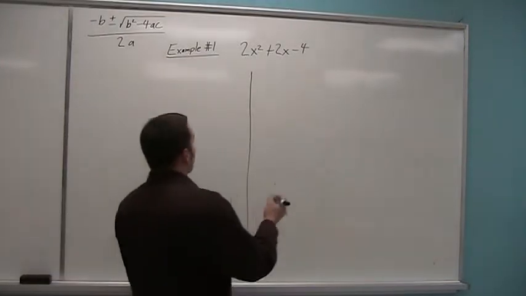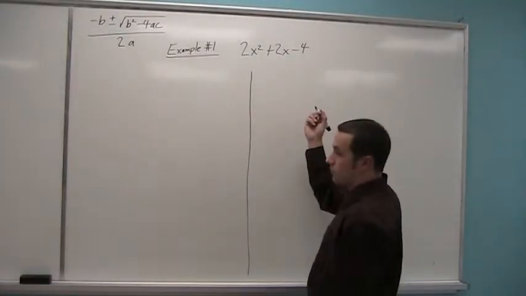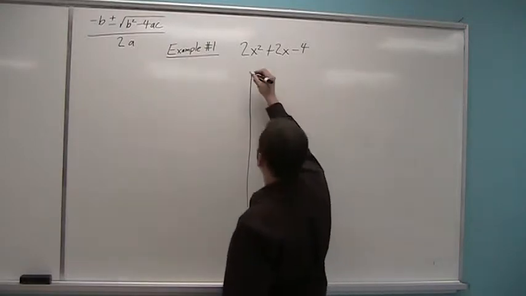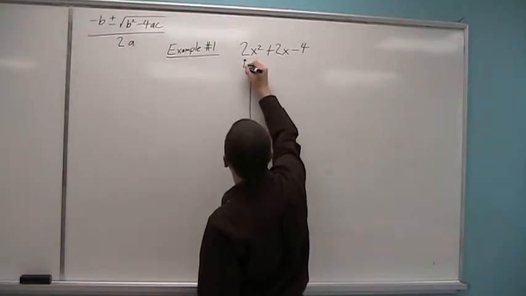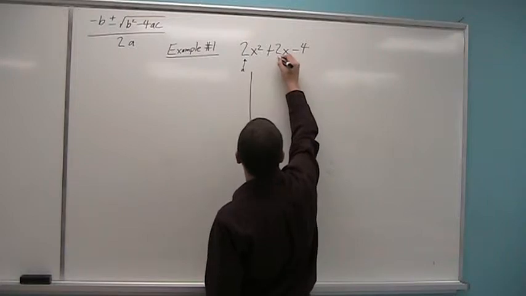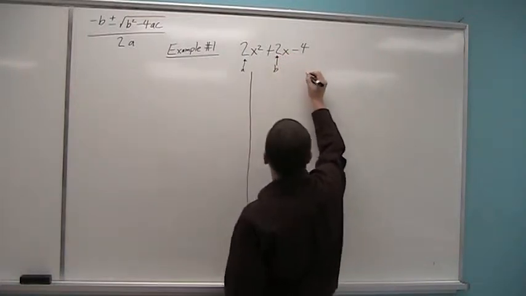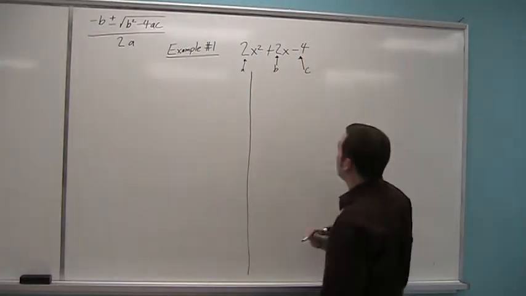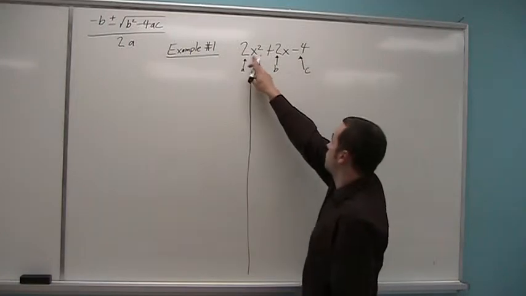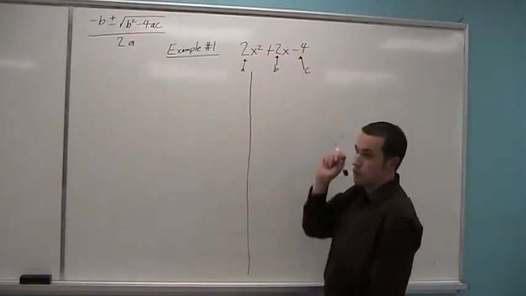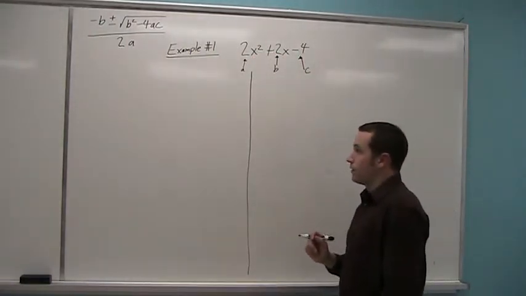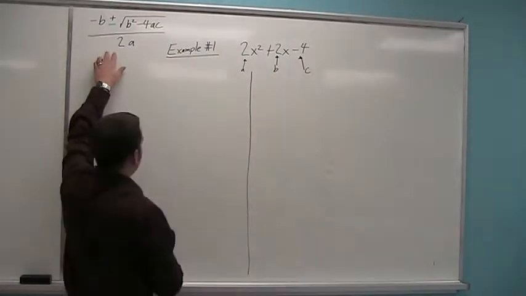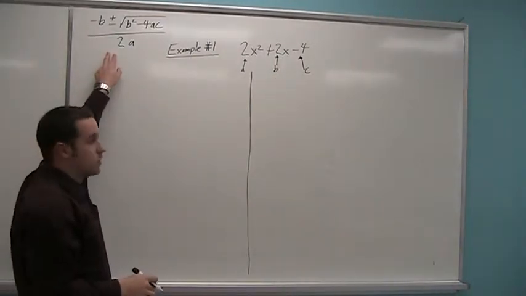All right, so if we look at this one, we have a, b, and c that we have to figure out. The a is the coefficient in front of the x squared, so that a is 2. B is the coefficient in front of the x, so there's b. And then finally we have c on the end. So our a is 2, our b is 2, and our c is -4. Now we simply sub these values into our quadratic equation and see what we get.